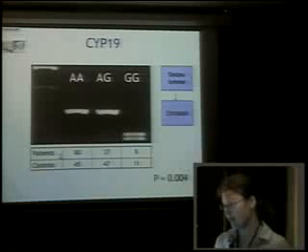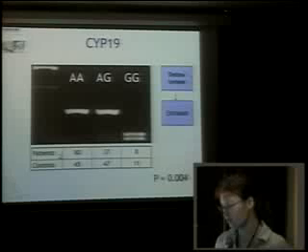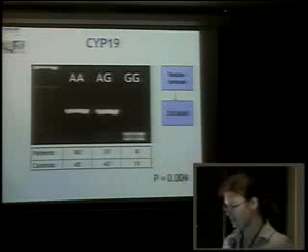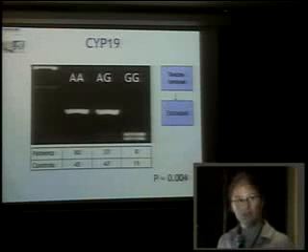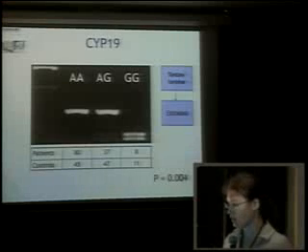So 80 of our patients had the AA genotype, 37 had the AG genotype, and 8 had the GG genotype. This differs in the controls, because in the controls we had relatively more G alleles than in the patients. Interestingly, in the patients we had a more active variant of this gene. CYP19 encodes the conversion from testosterone to estradiol.